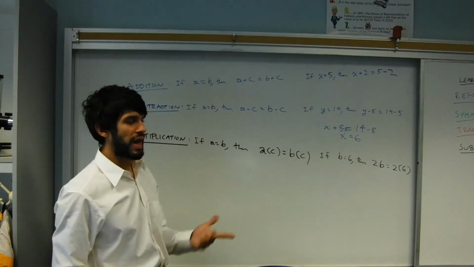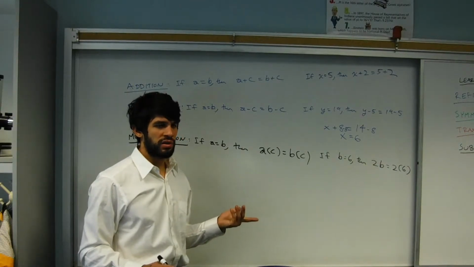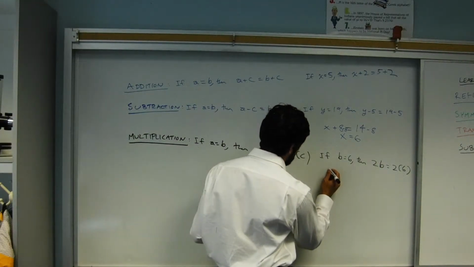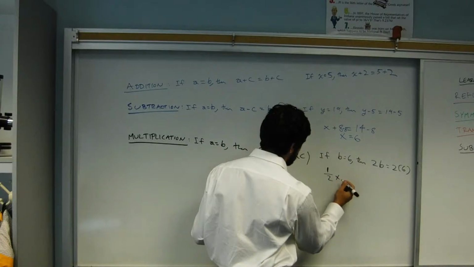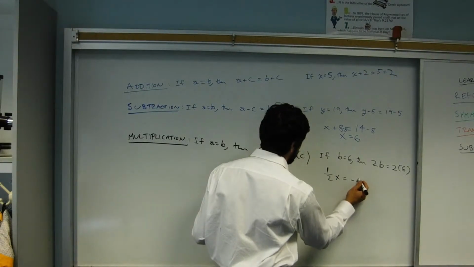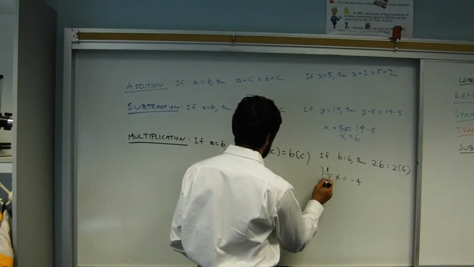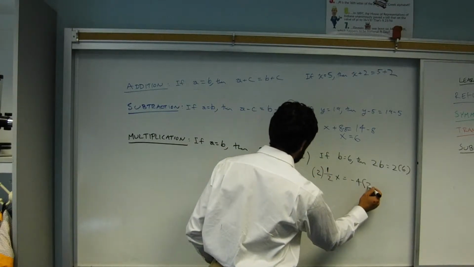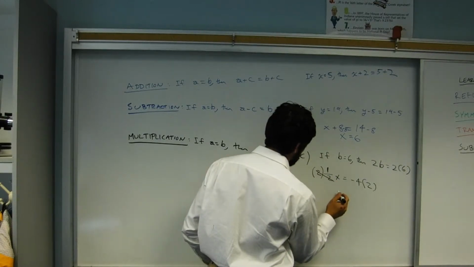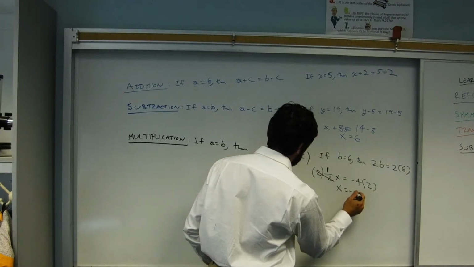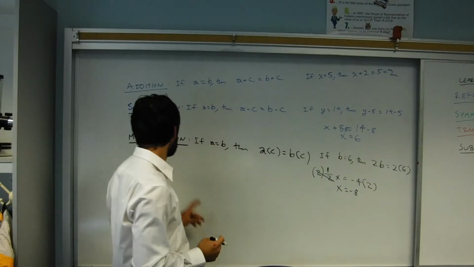That's an example, and how we use this in a real equation is if we have 1/2 x is equal to negative 4, we might choose to solve this equation by multiplying both sides by 2. These two will cancel out. We get x is equal to negative 8 as our answer.